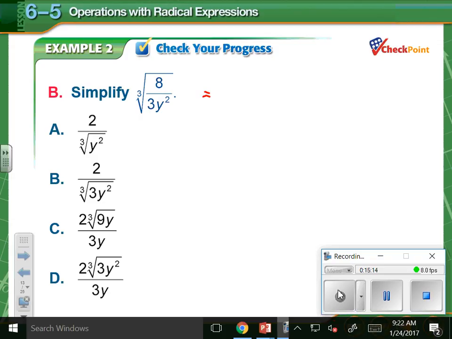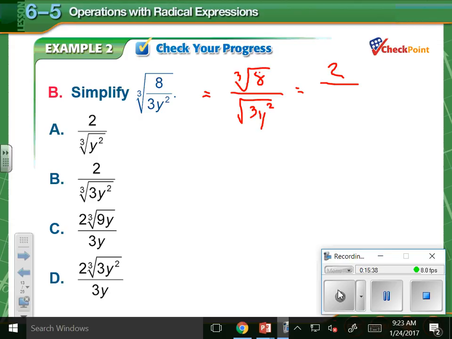Cube root of 8 over cube root of 3y squared. Is 8 a perfect cube? Okay, let's take care of that. 2 cubed, right? 2 times 2 is 4 times 2 is 8. So I can write the top as just a plain old 2. At least visually, that makes it a lot more simple.